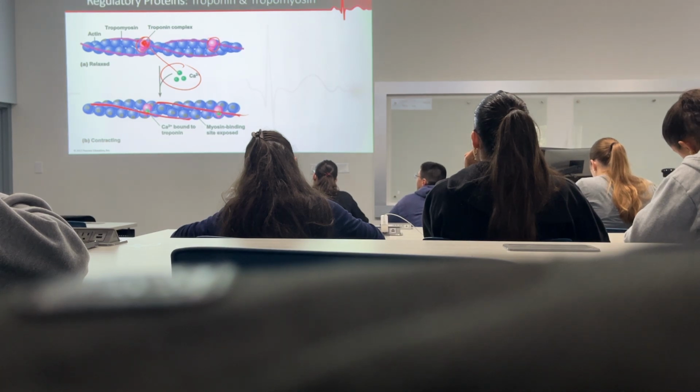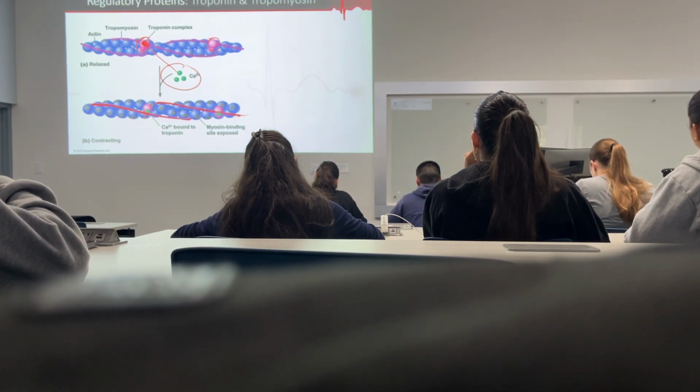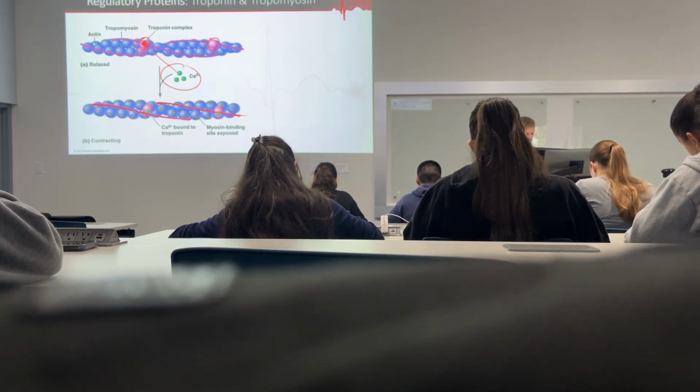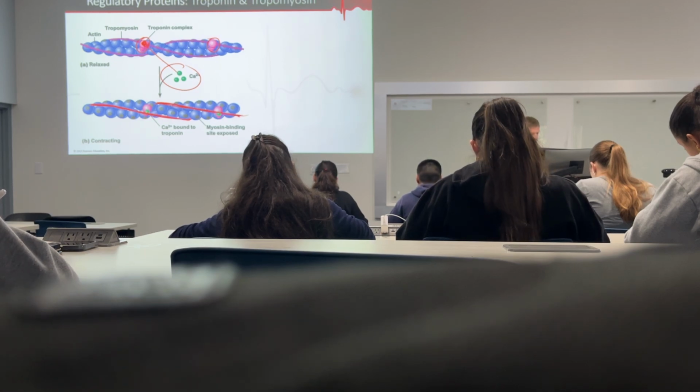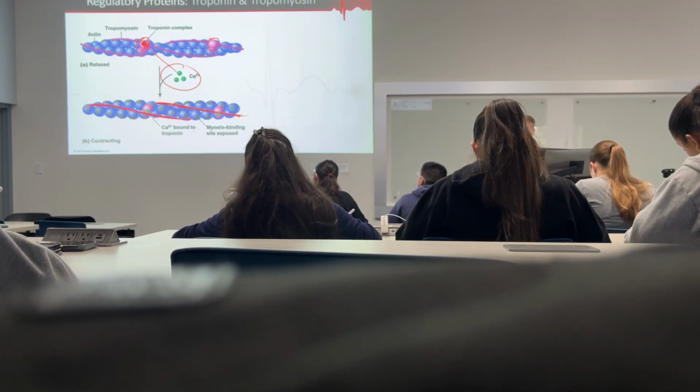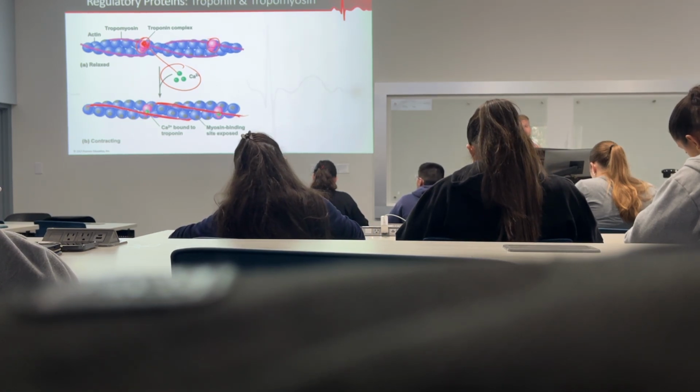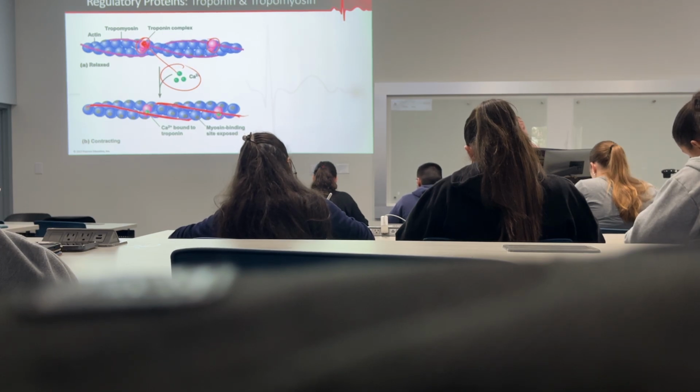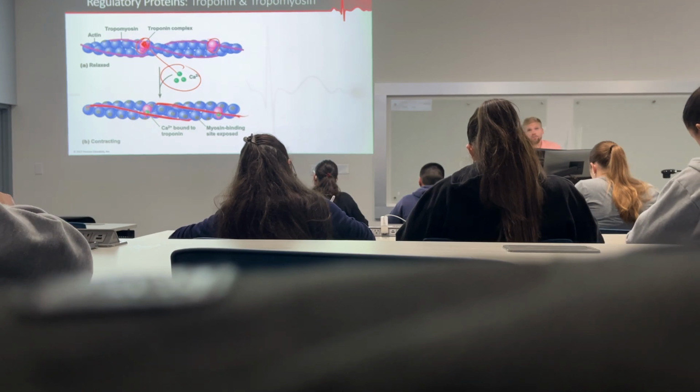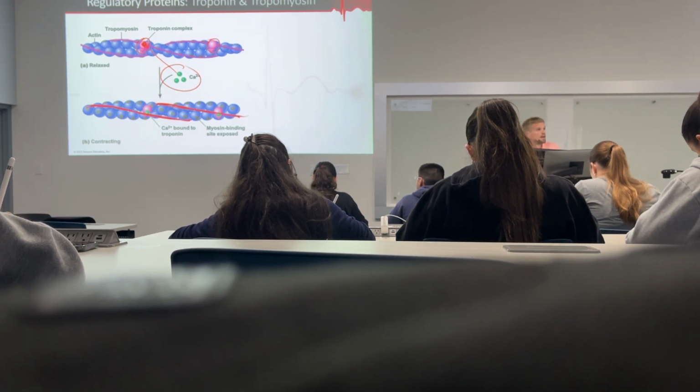And remember, it's bound to tropomyosin. And as it changes its shape, what it does is it pushes tropomyosin off of the myosin binding sites on actin. And that allows for myosin and actin to be able to interact with each other, which is called a contraction, which is what generates force inside of our muscle fibers.